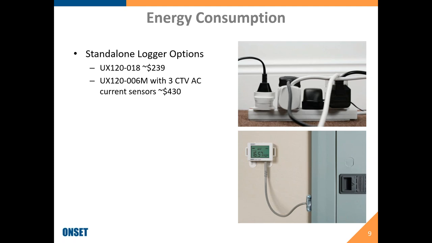The next logger, which will hit home for many of you, is the UX120-006M with three CT sensors, specifically for approximating kilowatt hour usage. Using this system, you have a nice, easy way to approximate usage in a system. Because this logger is a four-channel logger with multiple 4 to 20 milliamp inputs, it's quite versatile, and you can use it in a variety of different applications. The final system that we're going to mention just briefly is the UX90001 with a watt node.